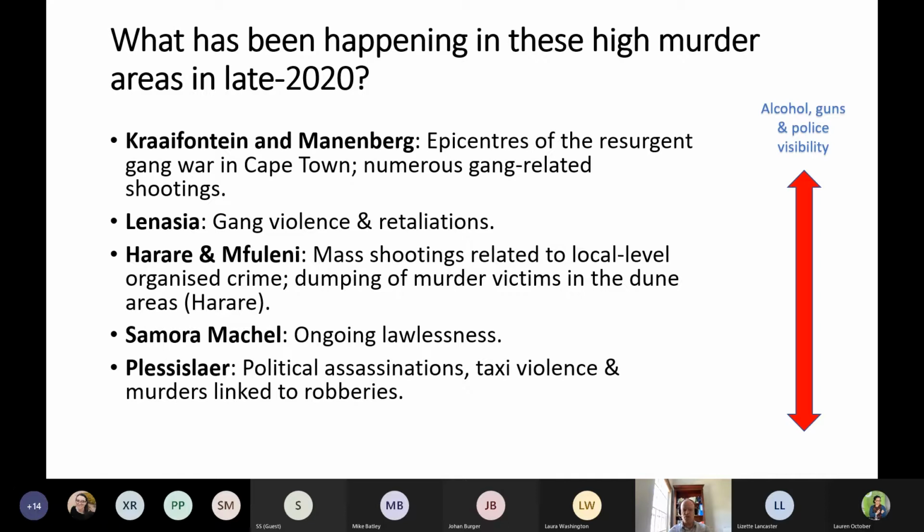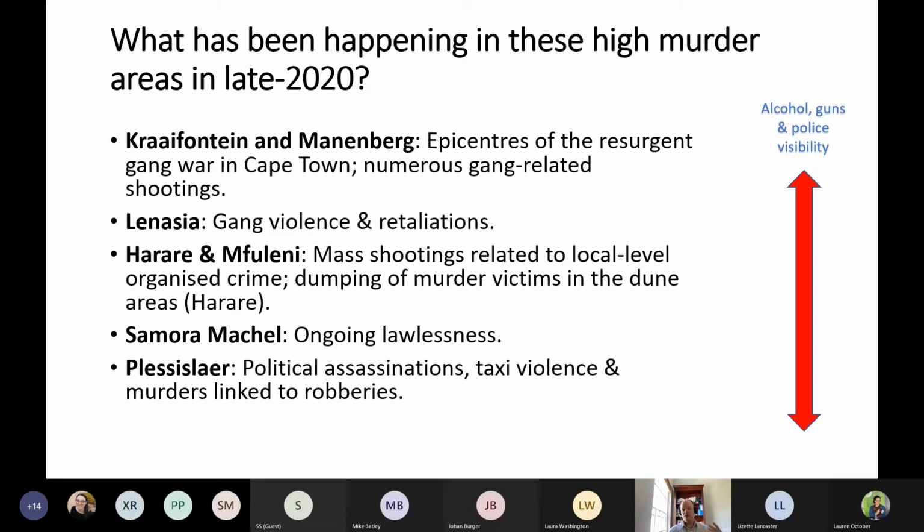And then Samora Machel, which is a newish policing station. It was born out of what used to be part of Philippi East, which is renowned for very high criminal offending, and there have been problems of ongoing lawlessness. The anti-gang unit has had challenges within Samora Machel. It's a particularly dangerous place, and even under the hard lockdown period, when pretty much every station across the country, with some exceptions, had a decrease, Samora Machel was one of them and had a significant increase in murder during hard lockdown.